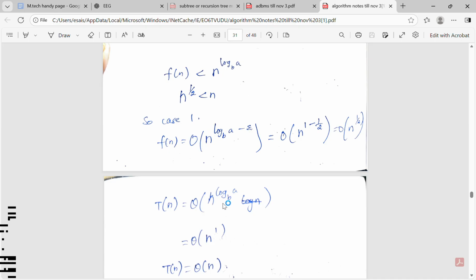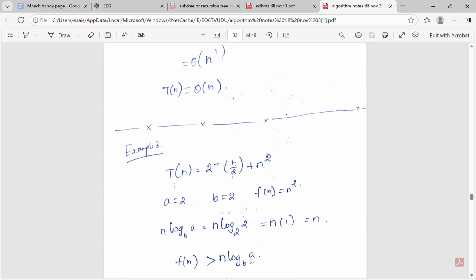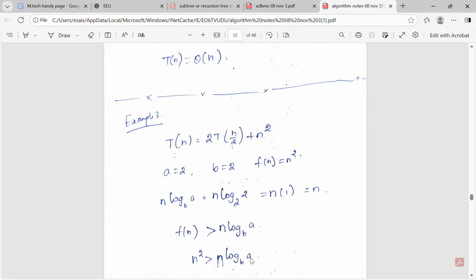So n power log b a, we know n power 1 is of order n, theta of n. If it is less than or equal to, we represent it in terms of theta of n. Next, the example for greater than. If it is greater than, we will represent it in sigma format.